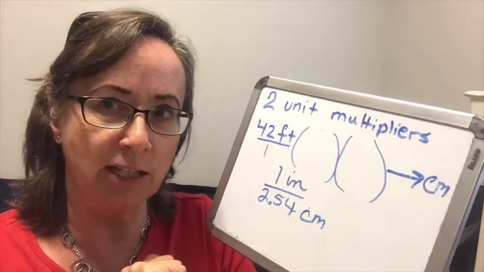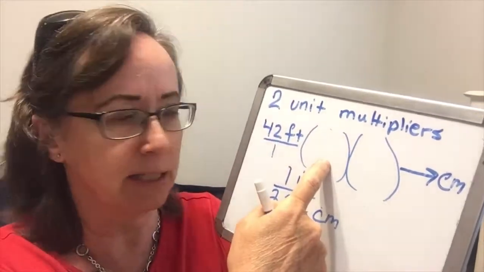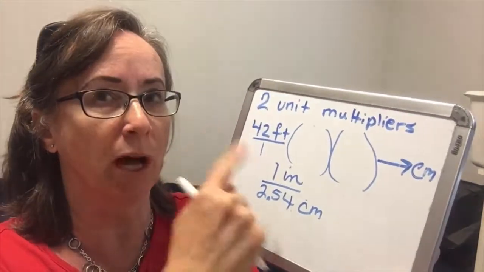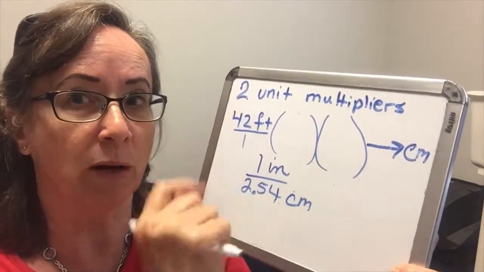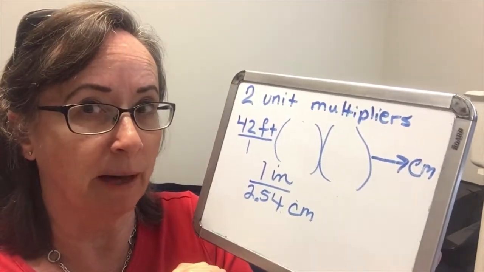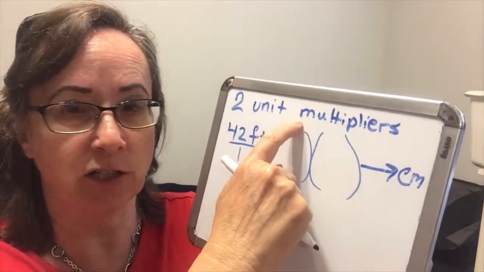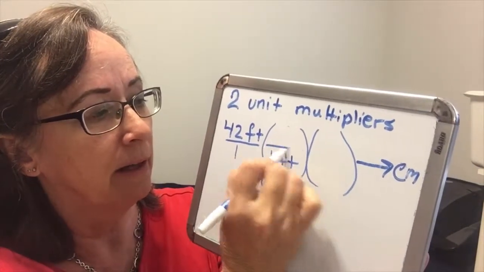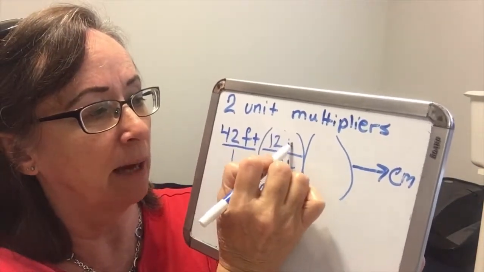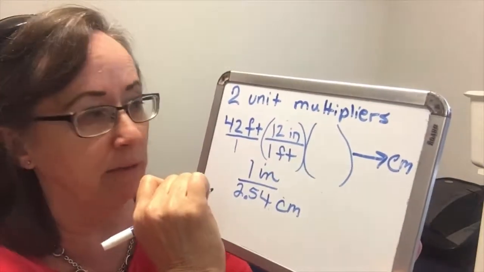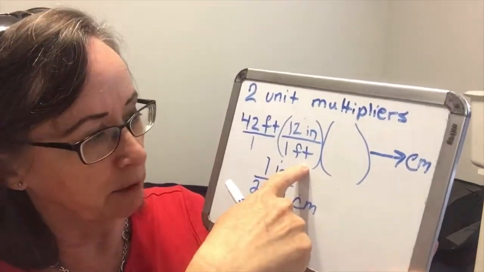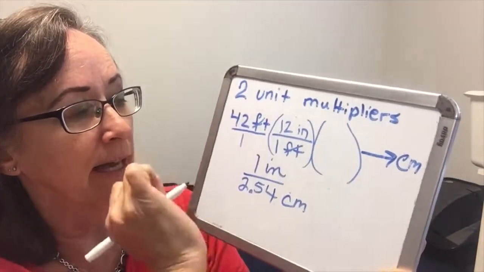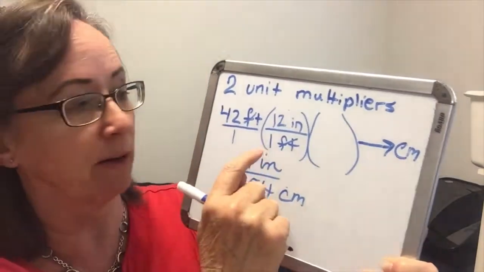Can we get from feet to inches? And if we're getting from feet to inches, where will we want our inches? We know that 1 foot is 12 inches. So do we want the 12 inches on the top or the 12 inches on the bottom? Think about it. We want it to turn into inches, so we want the feet to cancel. So we will put 1 foot down here, and we're going to put our 12 inches up here. And this is 1, so that is a unit multiplier there. And I'm going to be able to get rid of my feet and my feet. And so now this is 42 times 12 inches.